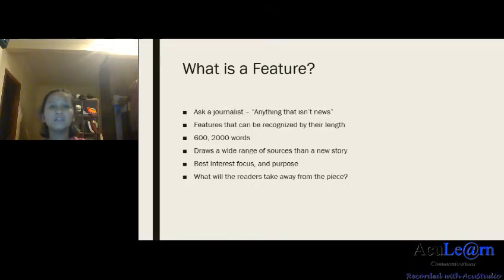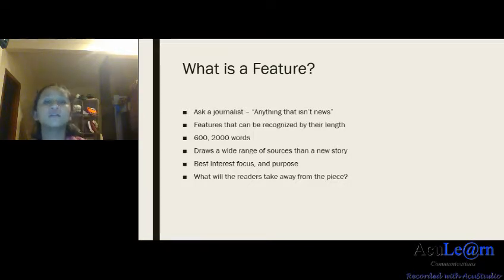Okay, so features can be recognized by their length, which is 600 to 2000 words, whereby a hard news story is only 4 paragraphs minimum, and 8 paragraphs max. Okay, so when you talk about feature, it draws a wide range of sources than a news story. A hard news story, their sources will be only two. For feature news story, it can be up to four, six, and even eight.